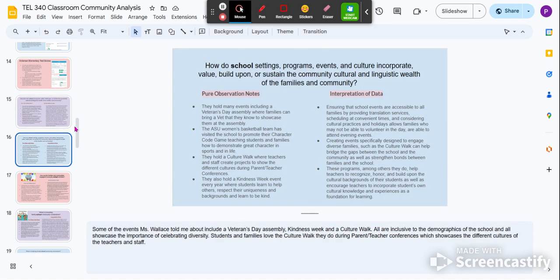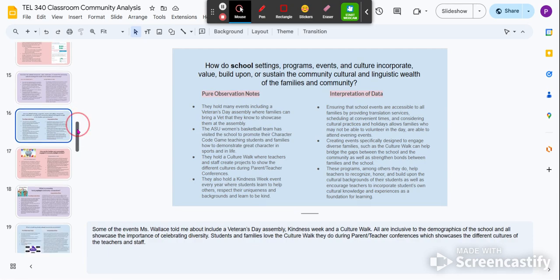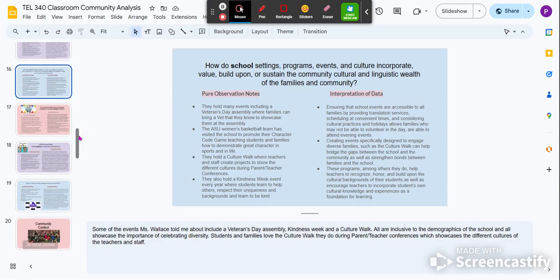Some of the events Ms. Wallace told me about include a Veterans Day Assembly, Kindness Week, and a culture walk. All are inclusive to the demographics of the school and all showcase the importance of celebrating diversity. Students and families love the culture walk they do during parent-teacher conferences, which showcases the different cultures of the teachers and staff.